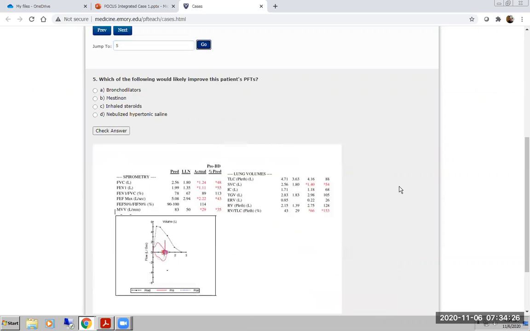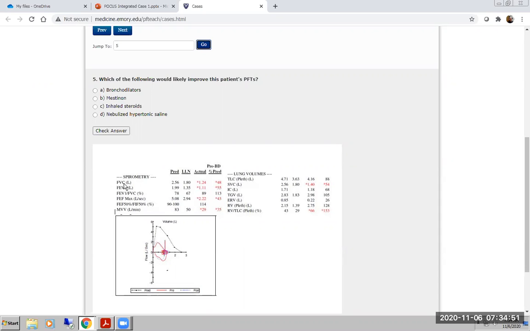This is a fun one. This is which of the following would likely improve this patient's PFTs? Okay, so before I even look at the answers, let's read the PFT. So EKGs are rate, rhythm, axis, interval, hypertrophy, infarct. PFTs, where should we start? FEV1 to FVC. Looks good. Where do we go next?